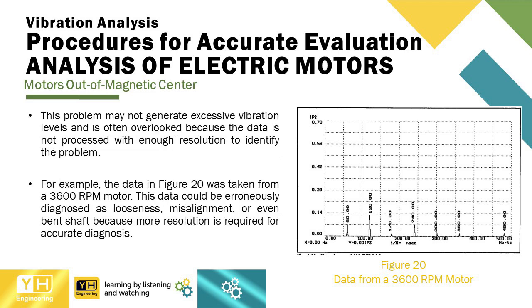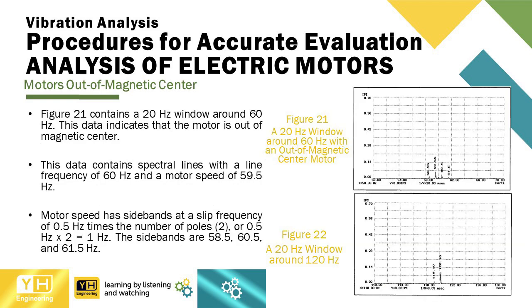This problem may not generate excessive vibration levels and is often overlooked because the data is not processed with enough resolution to identify the problem. For example, the data in Figure 20 was taken from a 3,600 RPM motor. This data could be erroneously diagnosed as looseness, misalignment, or even bent shaft because more resolution is required for accurate diagnosis. Figure 21 contains a 20 Hz window around 60 Hz. This data indicates that the motor is out of magnetic center.